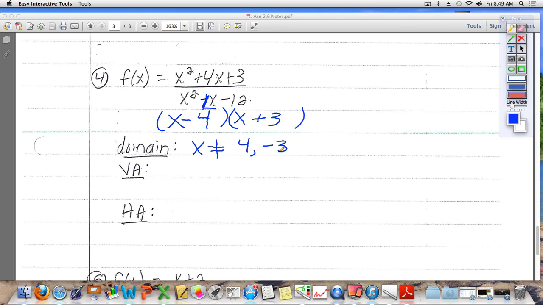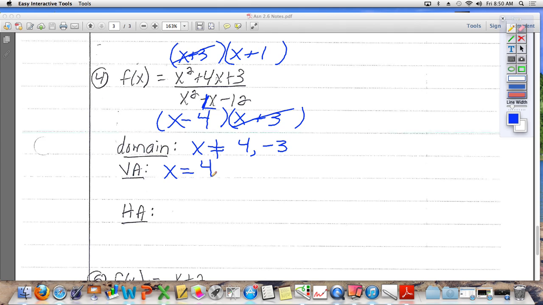And now we need to see if anything cancels out with the top. So help me factor the top. What does the top factor to? And it is factorable. 3 and 1. So over x plus 3. So we have, the x plus 3's cancel out. So since the x plus 3's cancel out, we only have one factor left on the bottom, so there's going to be a vertical asymptote at 4. So our domain was both numbers that made the bottom 0, but there's a vertical asymptote at only the leftover.